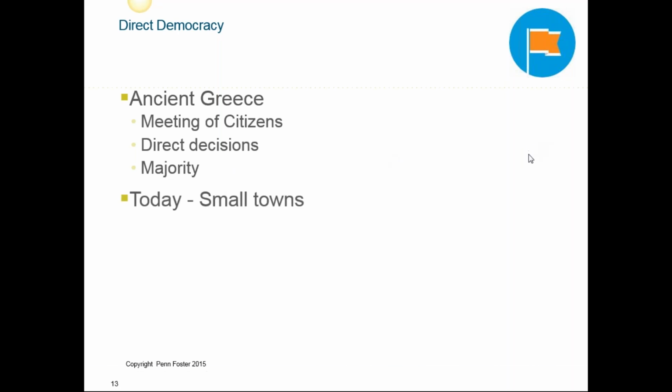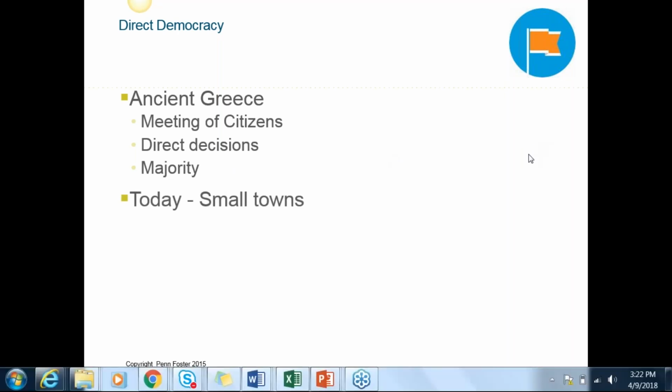Today we primarily see direct democracies in small towns. So sometimes in towns in New England, some towns in parts of Europe, they have direct democracies, but it's only in small areas. Even Athens itself was a relatively small area. We talk about Greece as a democracy, but it was really only Athens that was this direct democracy.